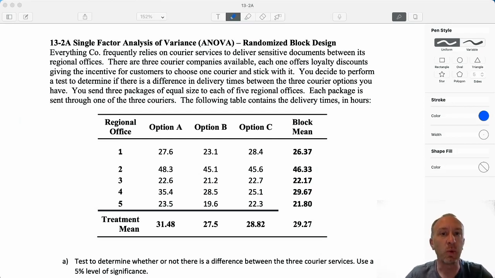Hello everybody and welcome to our first exercise in module 13-2. So this is our first randomized block design.